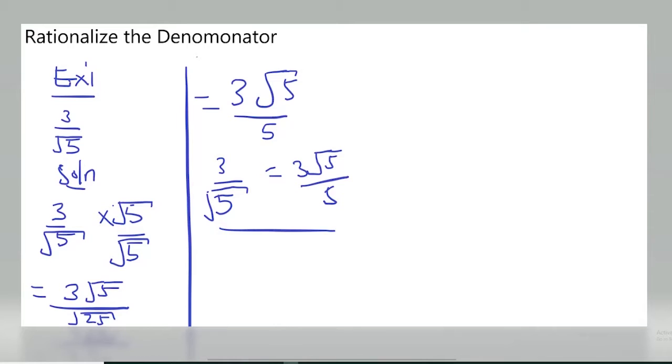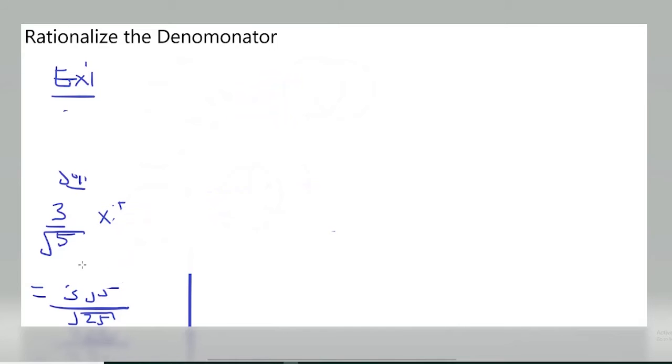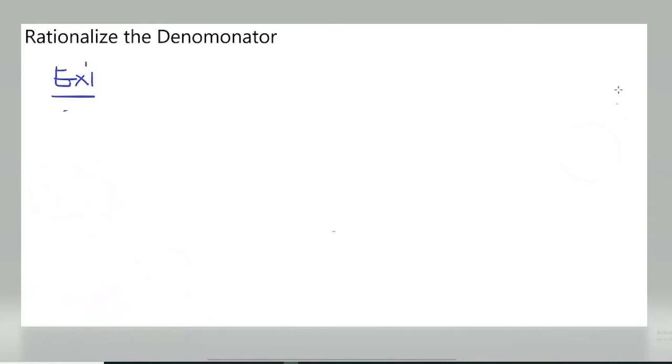Let me give you another example of rationalizing the denominator. Example number 2: rationalize the denominator of 6 over root 7 minus 2.